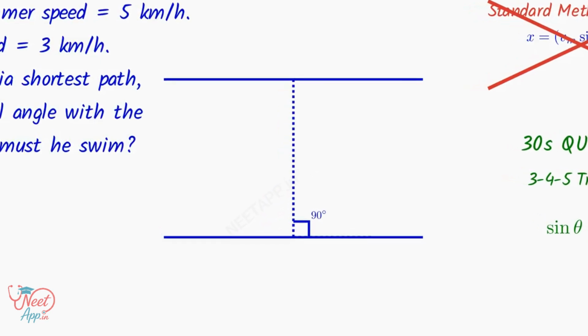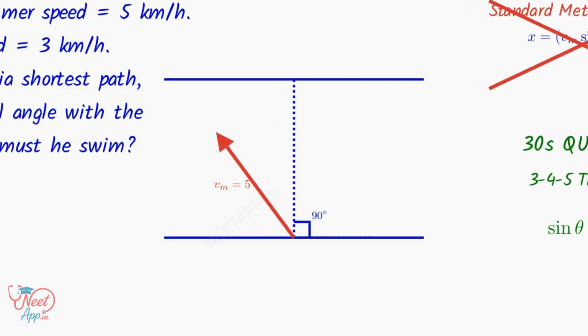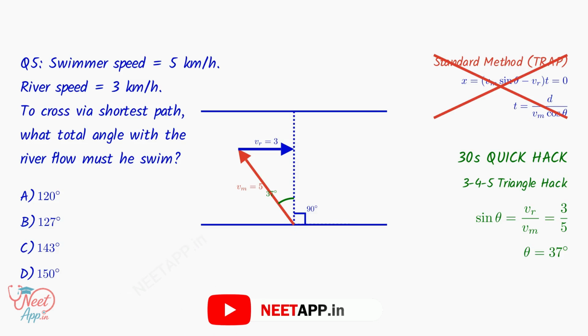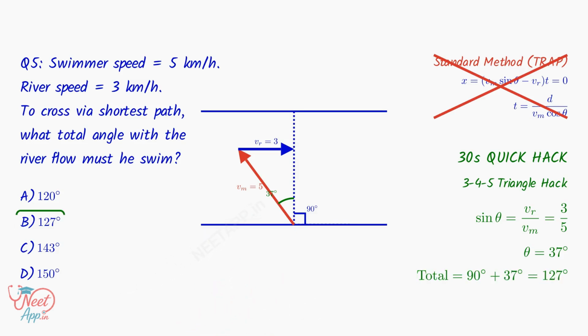Now just look at the center diagram. The angle with the vertical is 37 degrees. The river flow adds a perfect 90 degrees to that. 90 plus 37 equals 127 degrees. Option B is your correct answer. Spot the 3/5 ratio, add 90 and you are done in seconds.